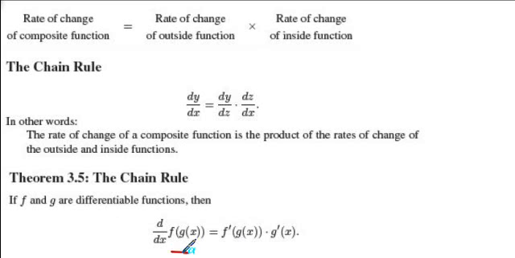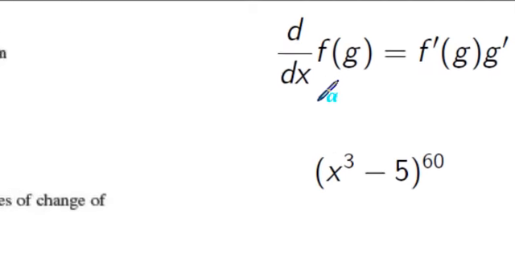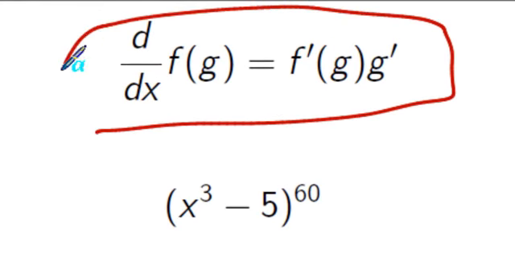Basically, if you have a composition of functions, f of g of x, you're going to take f prime, the derivative of the outside function, and the inside function as it is, times the rate of change of the inside function. Or in a quicker, easier notation, for f of g, its derivative is f prime of g times g prime. So here's an example.